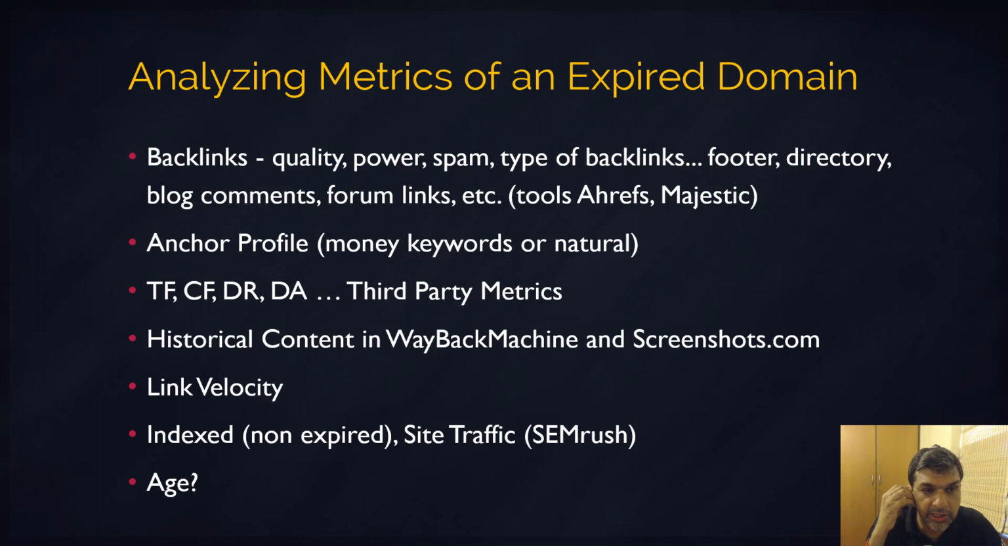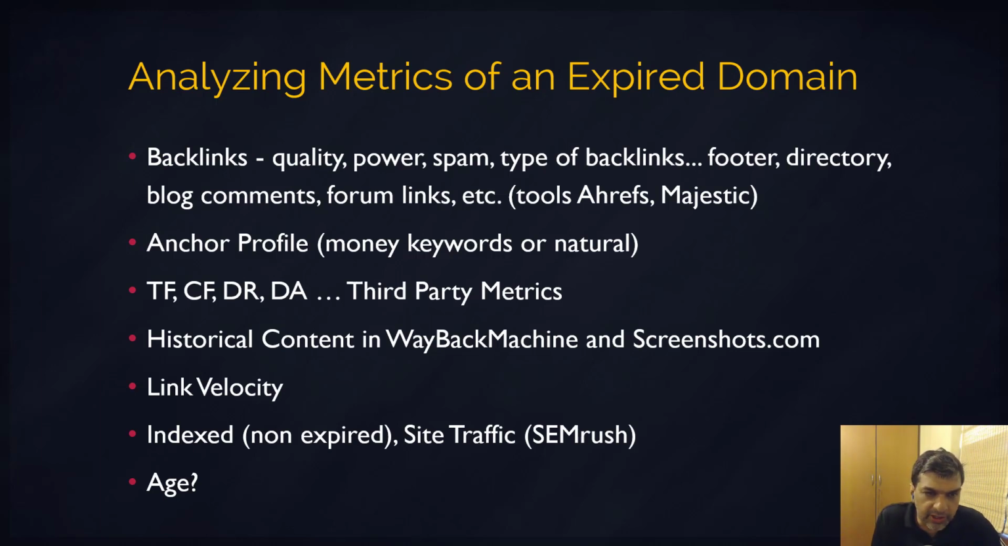And then you need to look at the anchor profile. This is something that Ahrefs does really well. It'll show you an anchor cloud, which will basically tell you the anchor text that's used in these backlinks. Are there too many money keywords used there, which means that the site was promoted heavily for unnatural SEO in the past, and it may have been de-indexed as a result? Or is the anchor link profile natural looking? Does it not have too many money keywords? Is it a natural looking anchor profile?